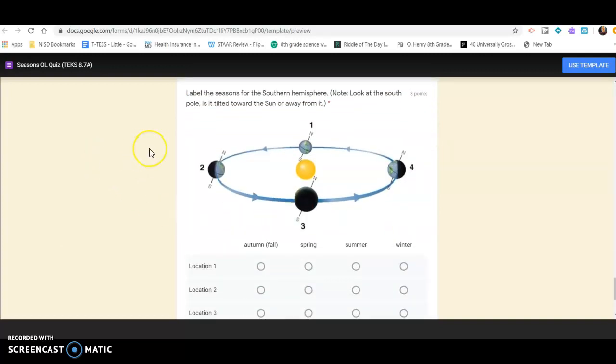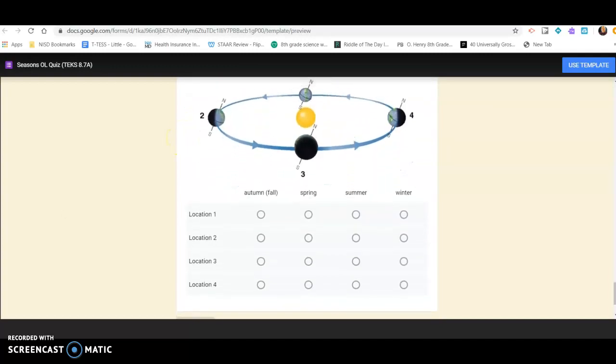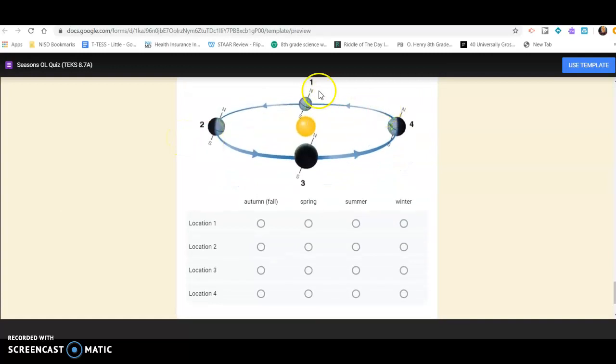Again, we're going to use the radio buttons to answer this question. It says label the seasons for the southern hemisphere. Look at the South Pole. Note if it is tilted toward the sun or away from it. That will definitely help you answer the questions. So again, for each location, determine what season it is in the southern hemisphere.